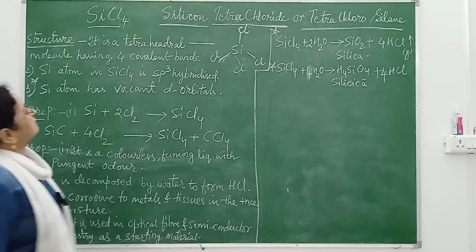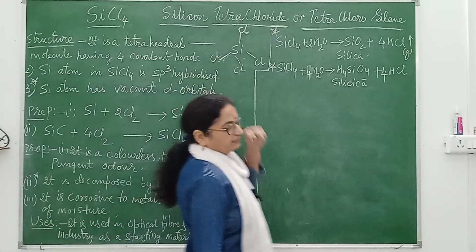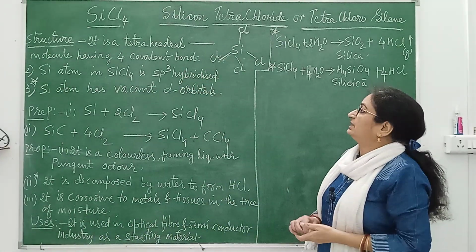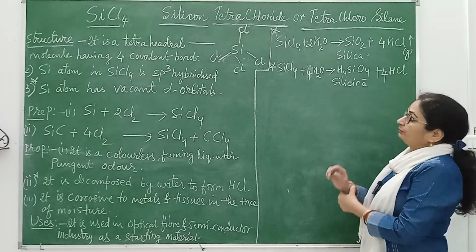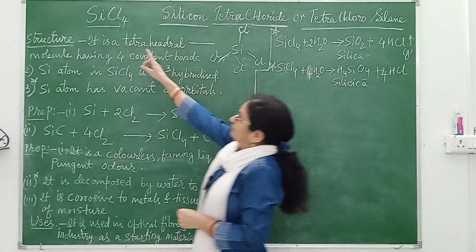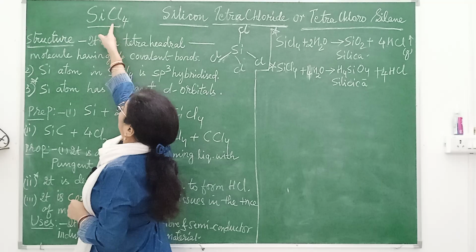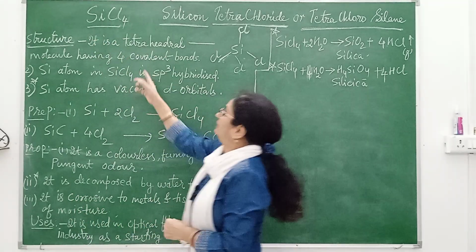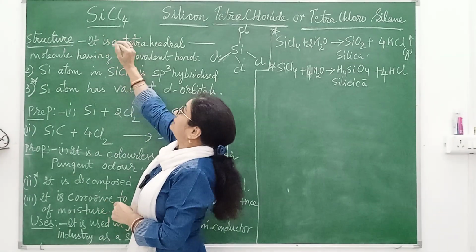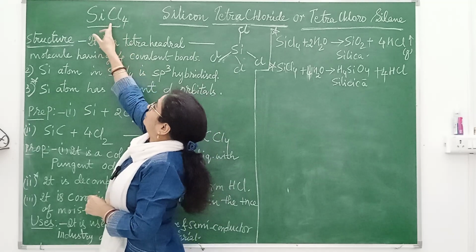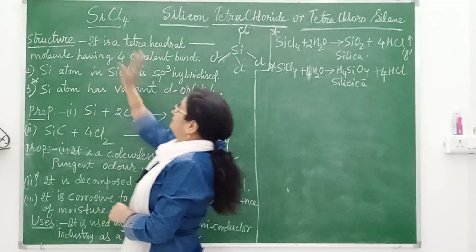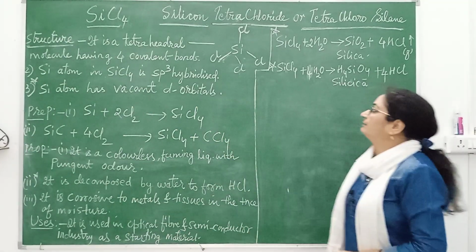बच्चों, आज का टॉपिक है सिलिकॉन टेट्राक्लोराइड. Its formula is SiCl4. Now, if you read the formula from here, it is silicon tetrachloride. But if you read the same formula from this end, it becomes tetrachlorosilane. So, in this way also, you can name this compound.